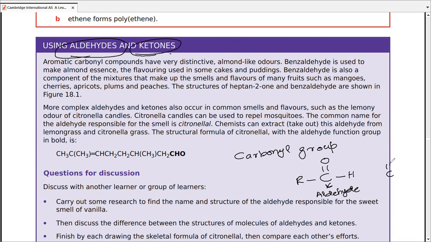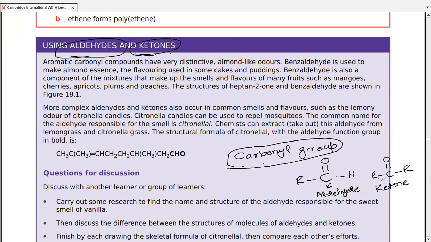However, if this C double bond O has R groups on both sides, we call that a ketone. So the same carbonyl group is present in both functional groups. Aldehydes are somewhat different from ketones. Aldehydes are usually at the terminal or the end of the chain because they have hydrogen on one end, and the chain continues from the R side.